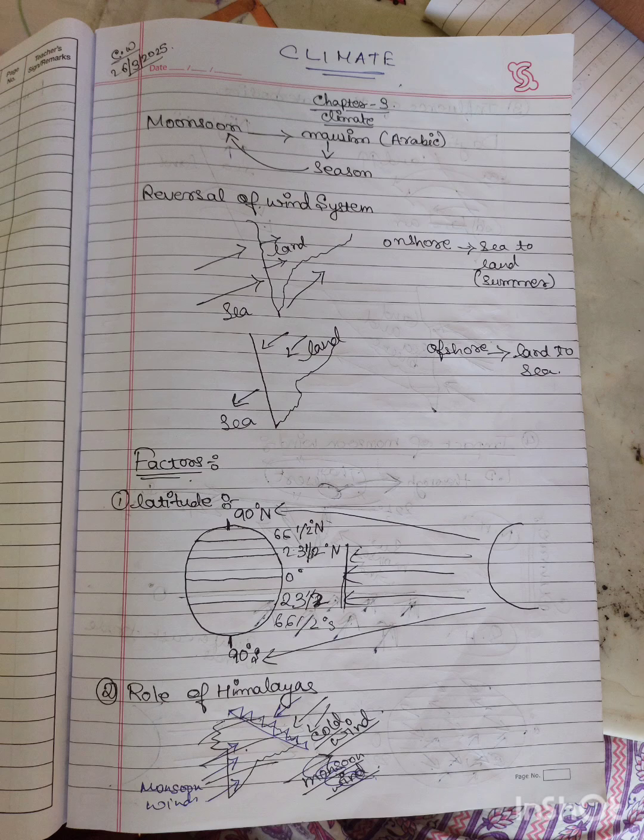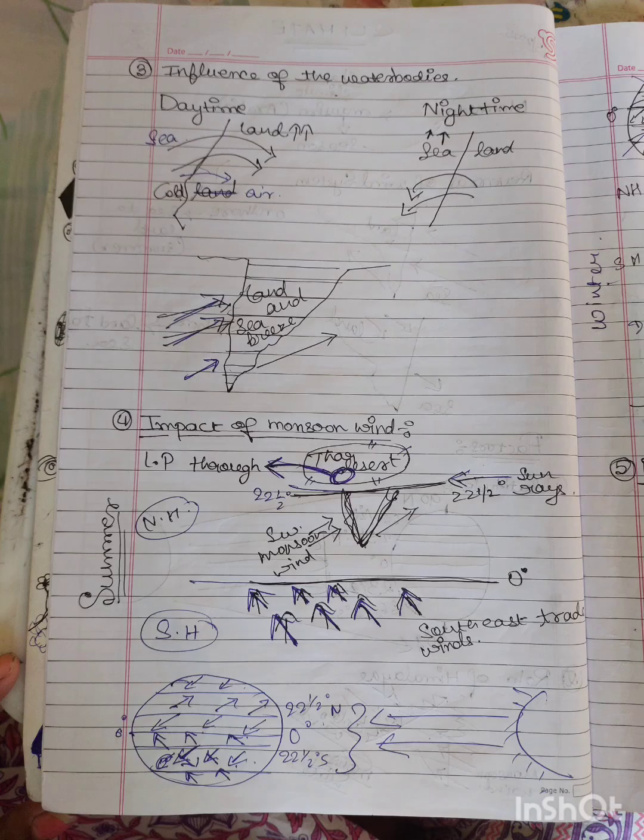Then there is the role of the Himalayas. So how the monsoon winds are being blocked by the Himalayas, and the cold winds from the Mediterranean are also being blocked by the Himalayas. So this diagram is appropriate for this part.